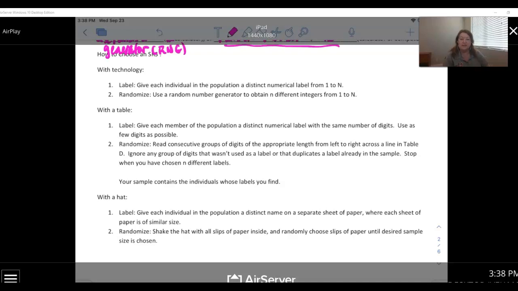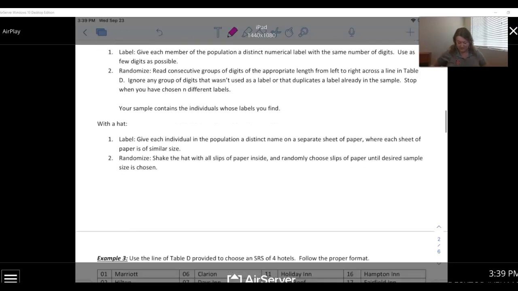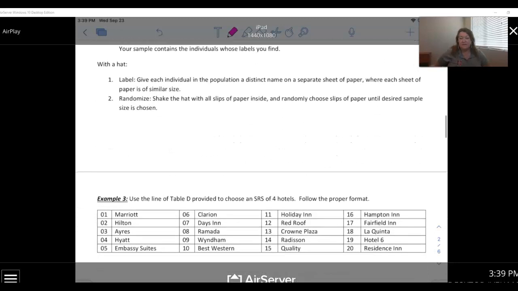So anybody over 2,000, I gotta write that out. I gotta say any numbers picked over 2,000 will be ignored. Any duplicates will be ignored. Okay, and then we tell them when to stop. Stop when we have gotten 100 10-year-old students. And your sample contains the individuals whose labels you find. So once I know those labels, I trace them back to the person's name and I write down the person's name.